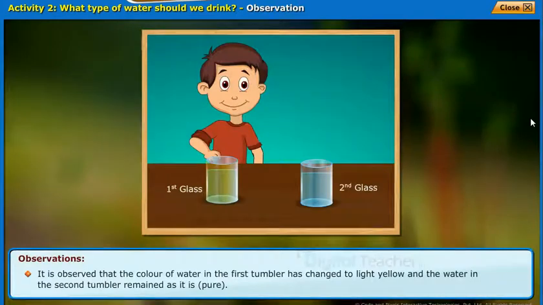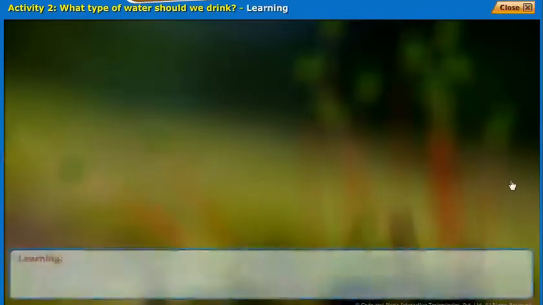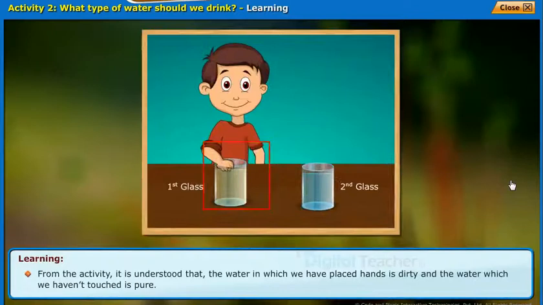It is observed that the color of water in the first tumbler has changed to light yellow and the water in the second tumbler remains as it is, pure. From the activity, it is understood that the water in which we have placed hands is dirty and the water which we haven't touched is pure.